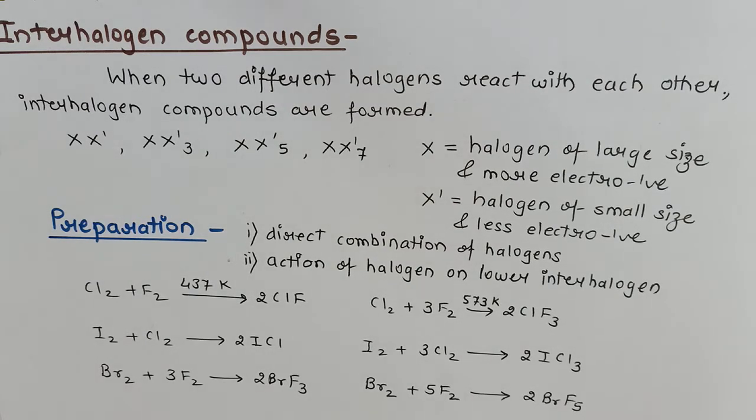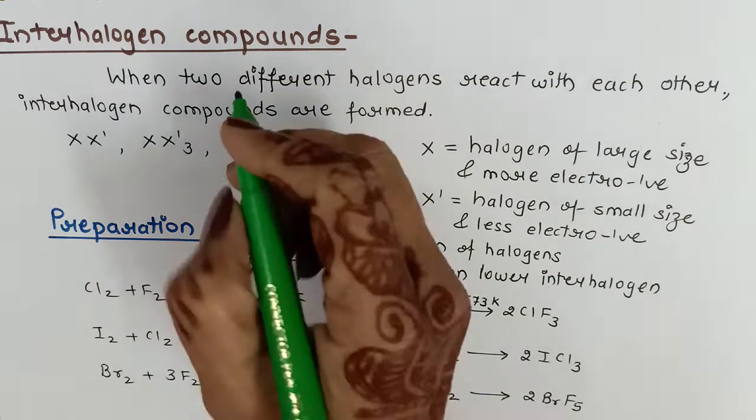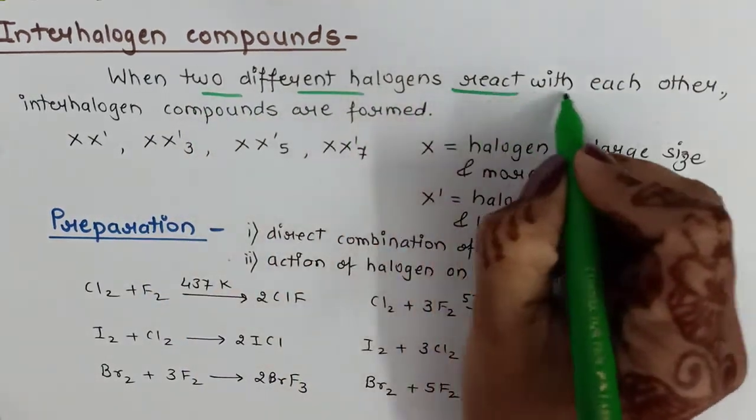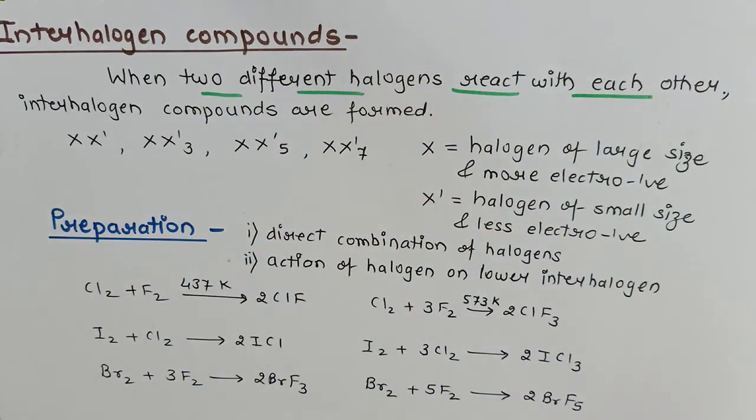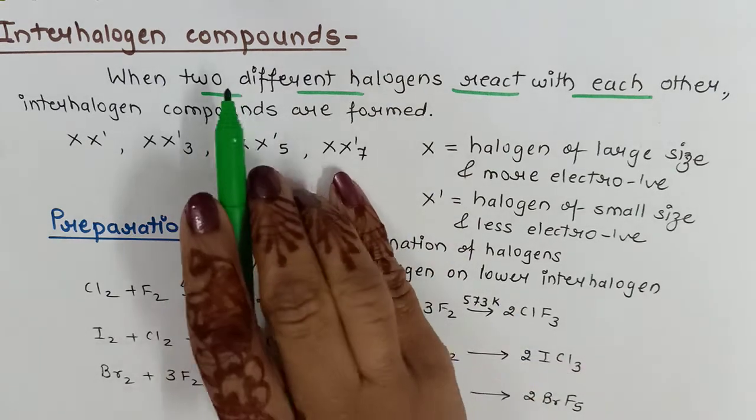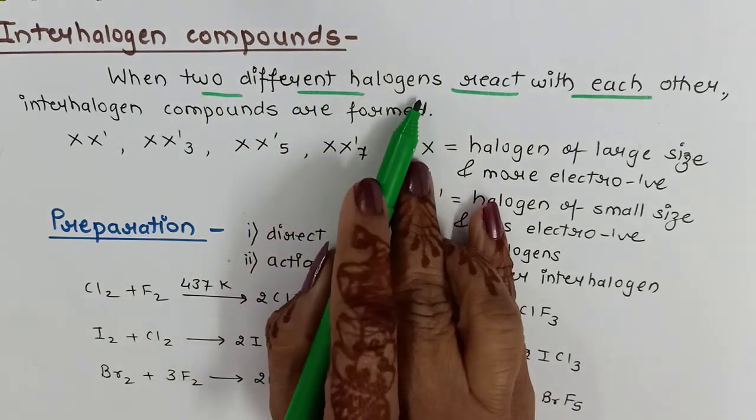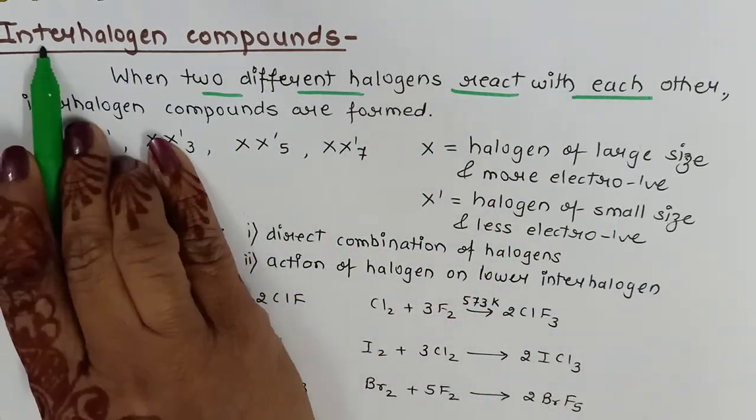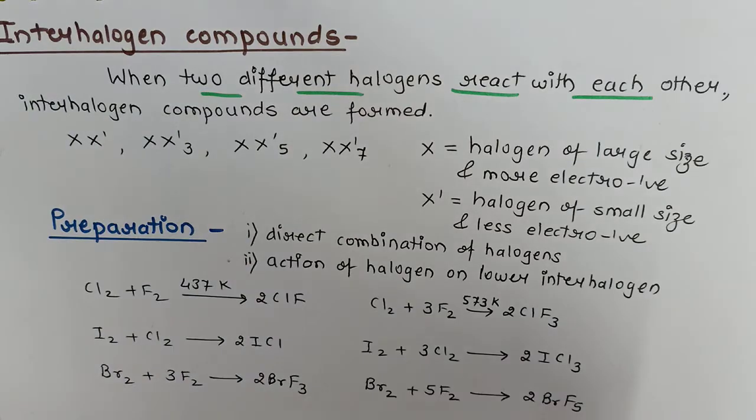Hello students, in today's video we will discuss interhalogen compounds. Basically, what do you mean by interhalogen compounds? When two different halogens react with each other, interhalogen compounds are formed, and since two different halogens interact, the name is given interhalogen compounds.